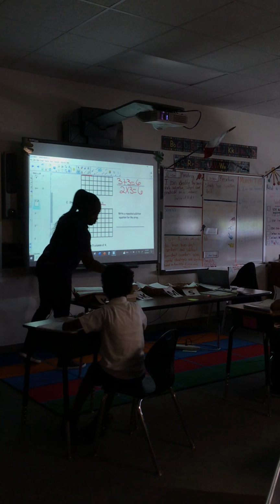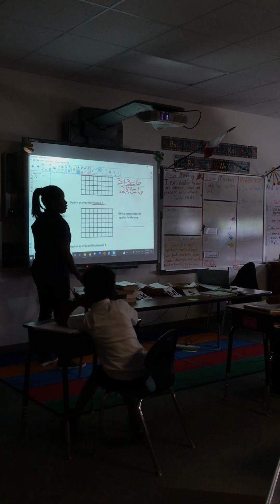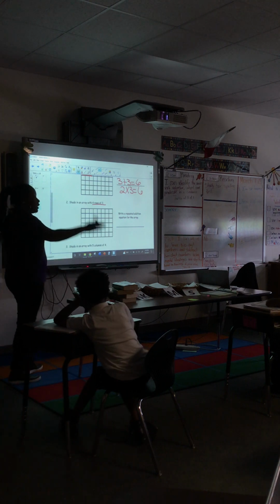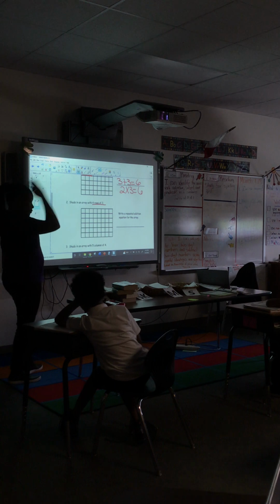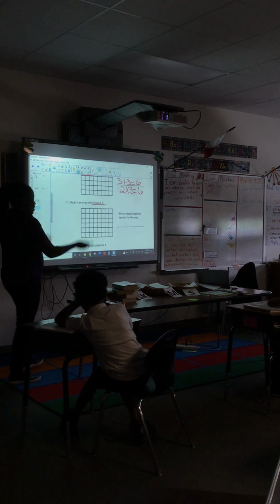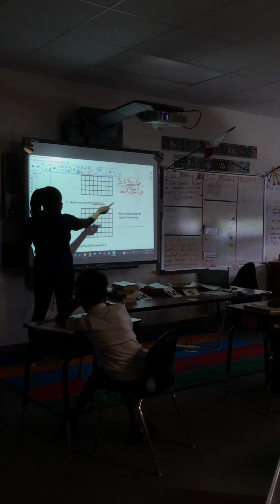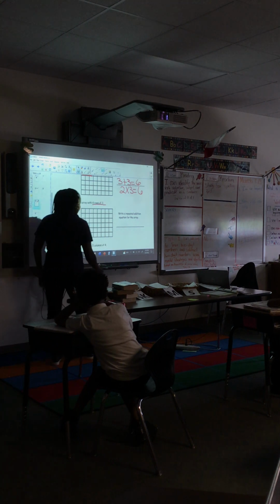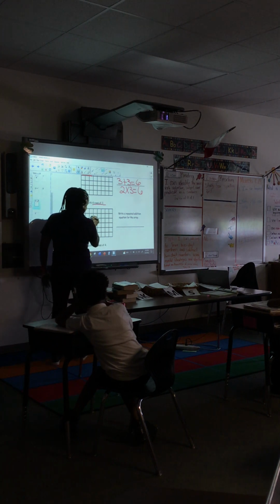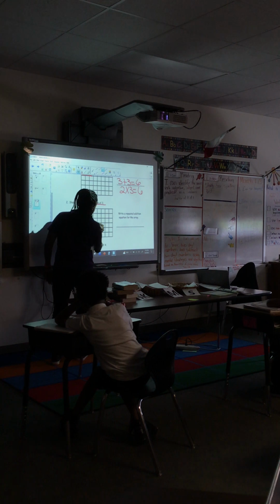So let me do 2. It says 4 rows. I see that y'all are still getting them confused. Rows go which way? Left and right. And columns go which way? Up and down. Up and down. It says 4 rows of 3s. So I'm going to put mine in the middle. I need 4 rows: 1, 2, 3, 4, and each row needs 3. 1, 2, 3. So I'm going to go this way.